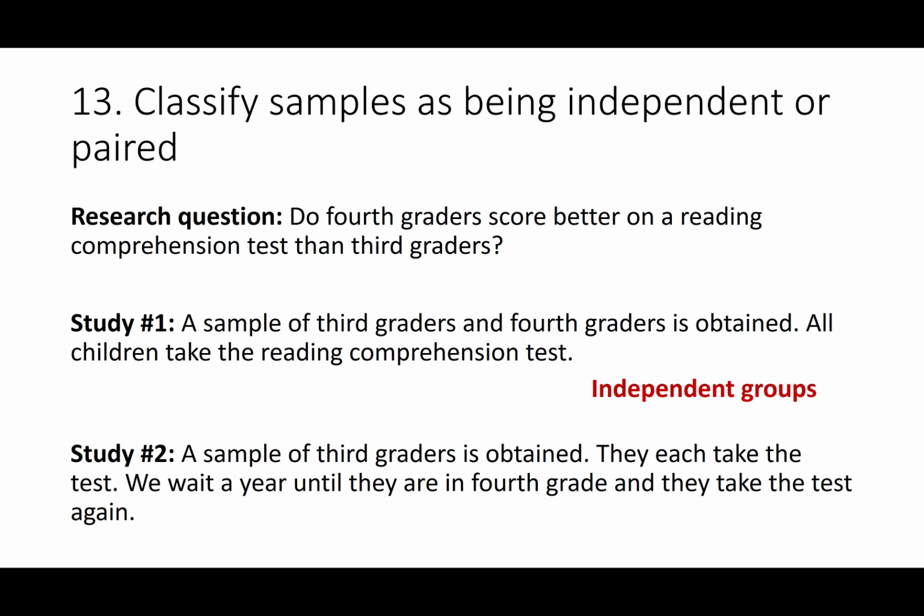In a second study, a sample of third graders is obtained. They each take the test. We wait a year until they're in fourth grade, and they take the test again. Now we have data from each child when they're in third grade and again when they're in fourth grade. These are paired groups. Our data are paired by child.